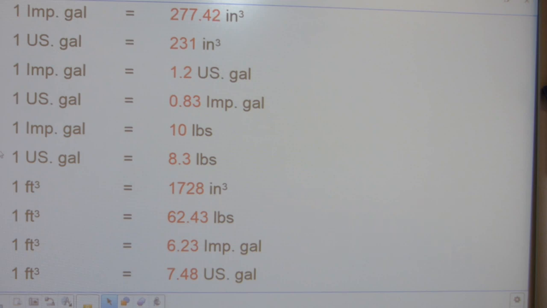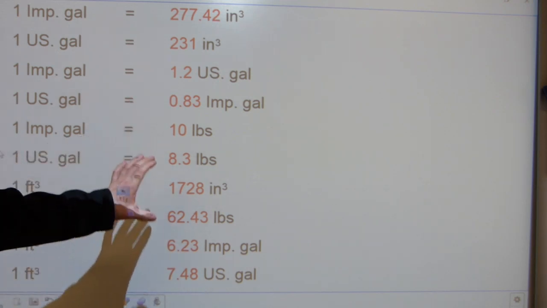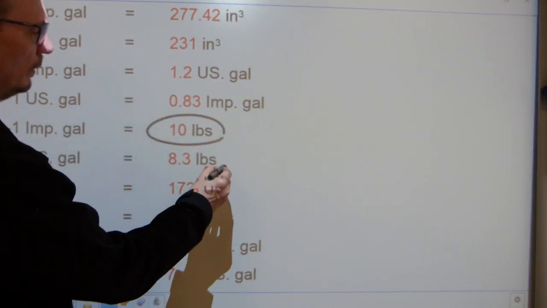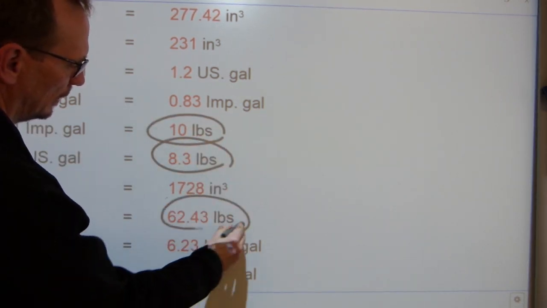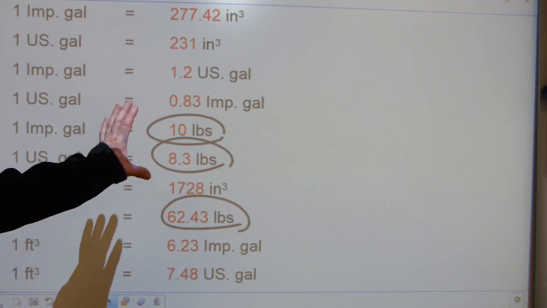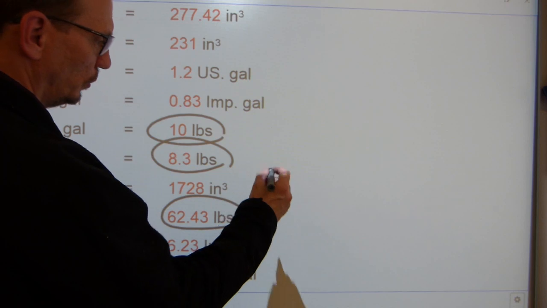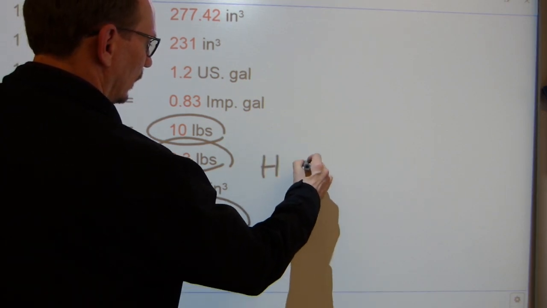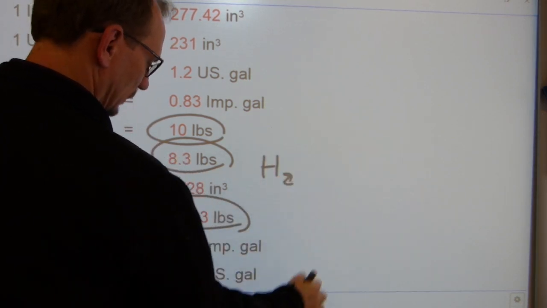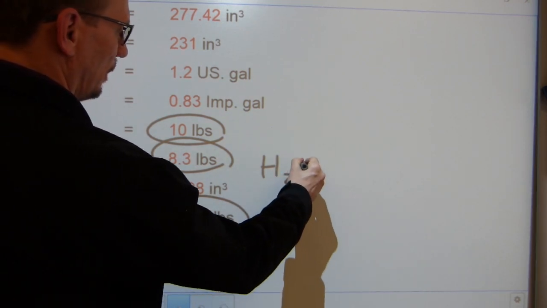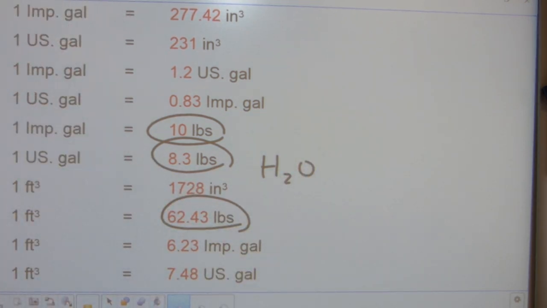Three of these conversion factors are different out of all of these. The ones that end in pounds. There are three of these numbers. Here is one, the second, and the third. These three numbers in this lineup of conversion factors relate to water. That's ugly, I'll fix it. I'm writing H2O there. H2O for water.